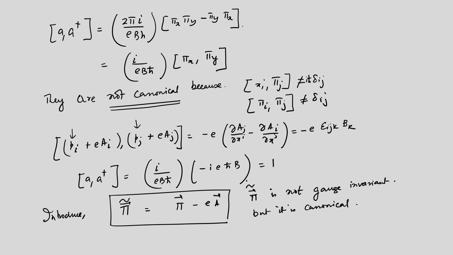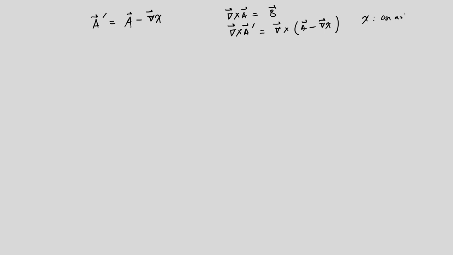All right, and also it has to be kept in mind that the vector potential enjoys a gauge freedom, which we can write as A minus grad χ, where χ is some scalar quantity. The reason such a thing exists is because the curl of A has to give you a B. So the curl of A prime should also give you a B, which is curl of A minus grad χ, χ being an arbitrary scalar. It can be any scalar.